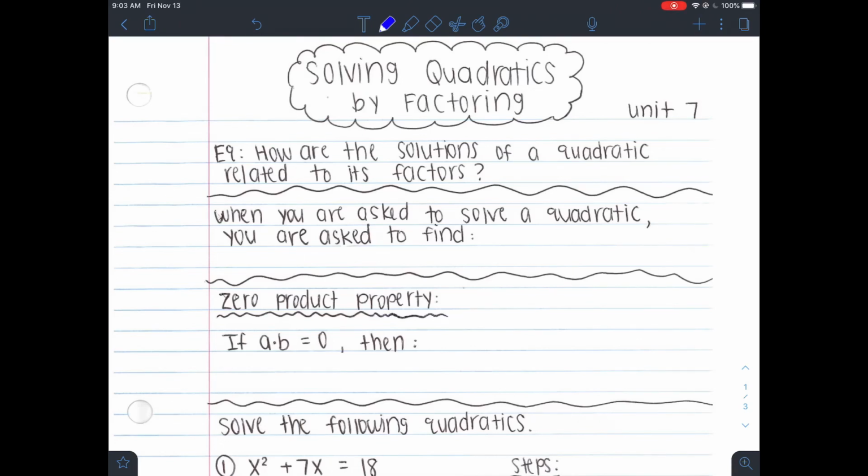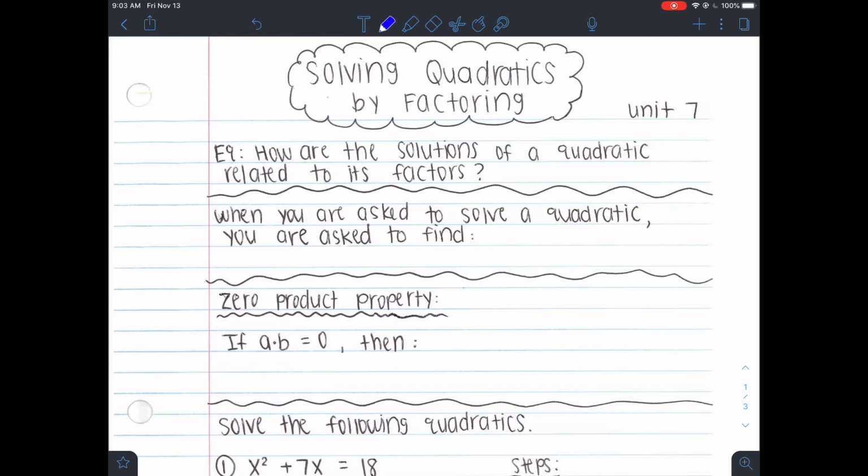Now our essential question is, how are the solutions of a quadratic related to its factors? Back in Unit 6, we learned how to factor trinomials and how to factor quadratics. So we're going to apply that to this lesson. Again, we're solving quadratics here, so we're not just factoring, we're actually solving them as well.